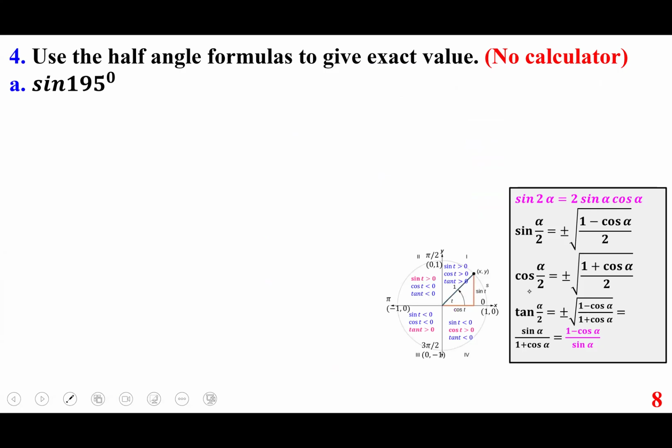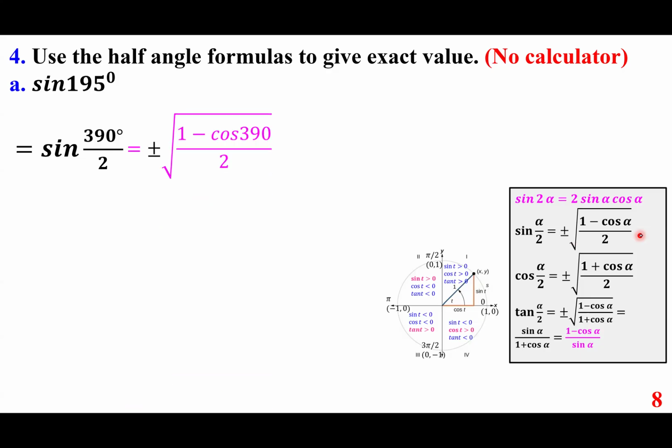All right, we want to use the half angle formulas to give exact values. We don't want any calculators, so sine of 195 degrees. It's half of 390, so it's sine of 390 over 2. And that's plus minus the square root of 1 minus cosine alpha over 2. That means plus minus the square root of 1 minus cosine of 390 over 2. First, we go with plus minus. Then we make a decision to go with positive or negative. And as you know, 195 degrees, it's half of 390, is in the third quadrant. In the third quadrant, sine is negative. So you choose the negative one.